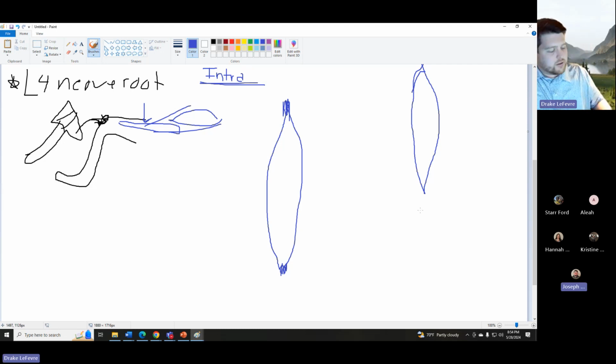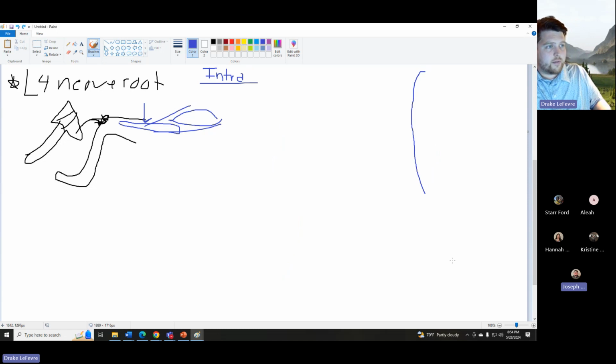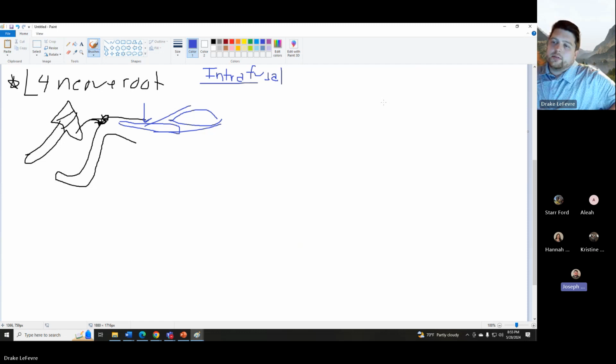The intrafusal is just the bag and the chain fibers, right? In essence, yes. Intrafusal are the bag and the chain fibers. Extrafusal is all of the muscle tissue around it. That makes sense.